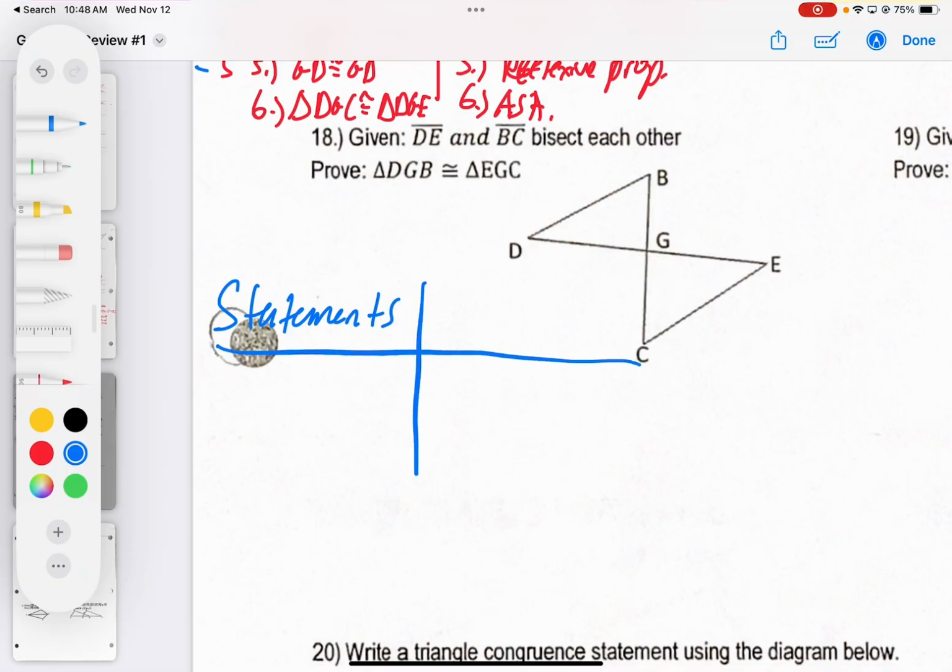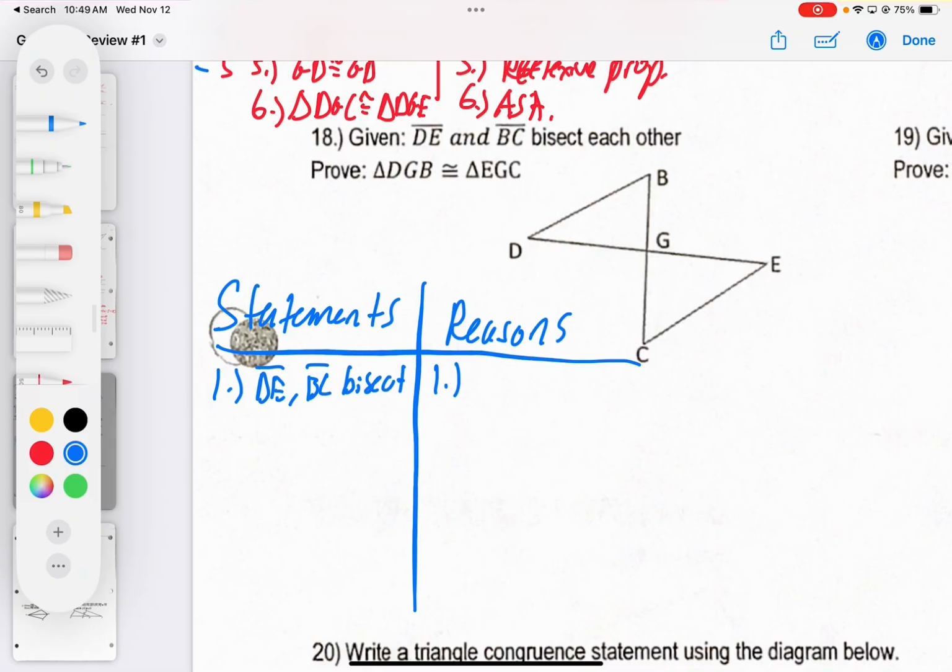Statements, reasons. All right. DE, comma, BC, bisect. I should say each other. What does it mean if they bisect each other? You said what? Okay. You're probably right, though. Say it again, Pradnor. What's it mean if something bisects? Okay. If they bisect each other, how many pairs of 2 equal parts do we get?